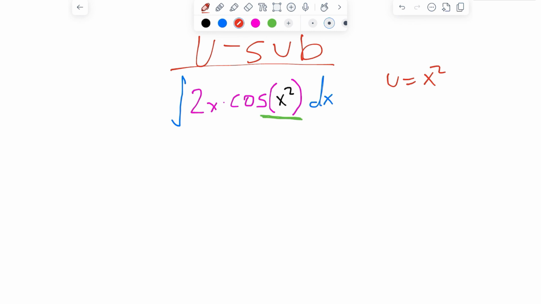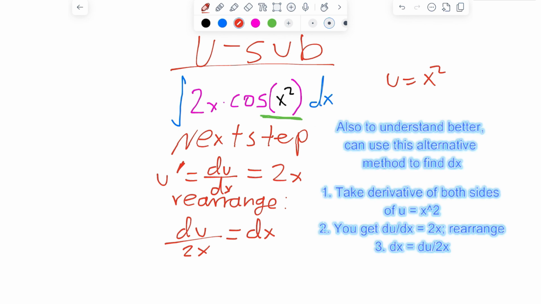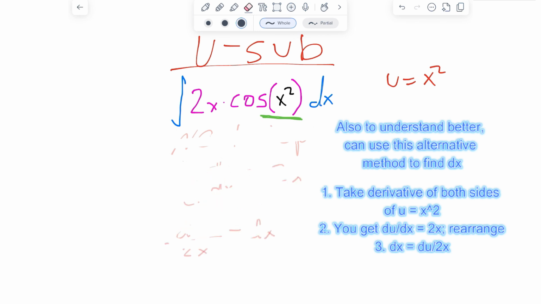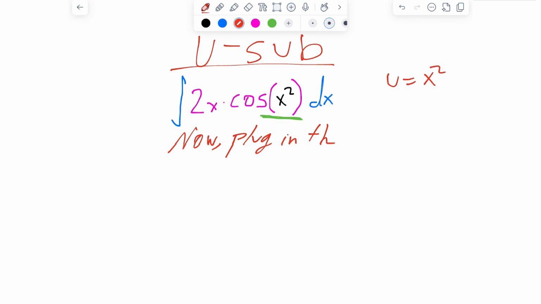Because u equals x squared, then du over dx, basically the derivative of u with respect to x, is 2x. Also, if you want to understand this better, you can use this more widely used method to find dx: take the derivative of both sides of u equals x squared, then rearrange to eventually get dx equals du over 2x. So now what we want to do is plug in all the u's into the integral again.